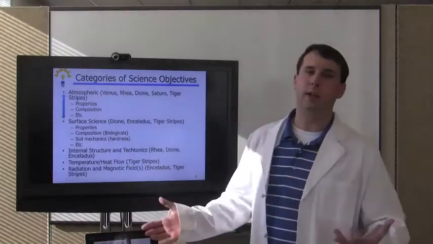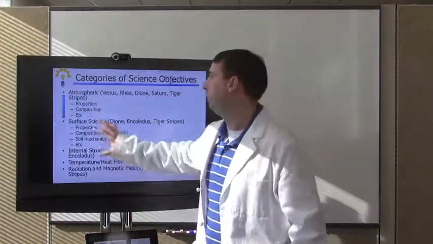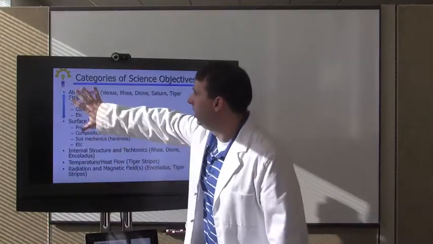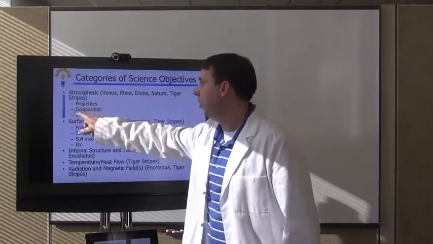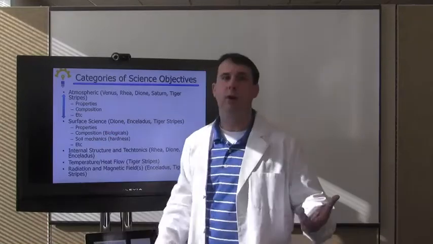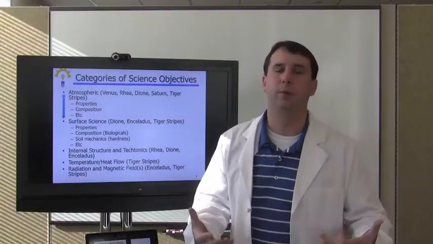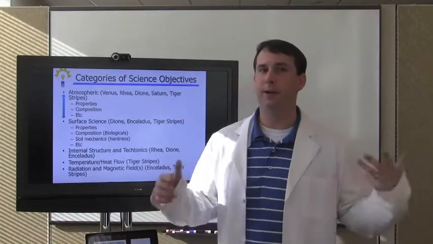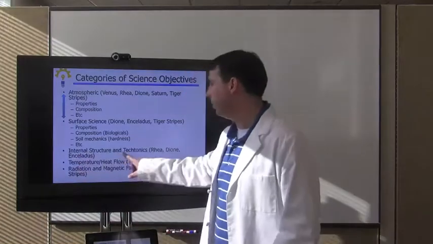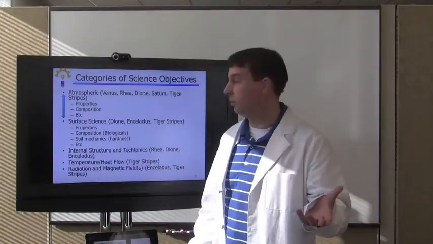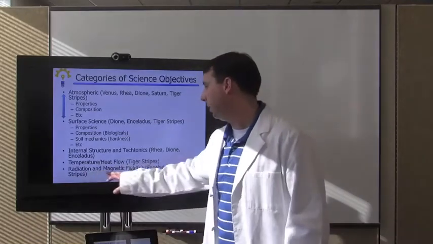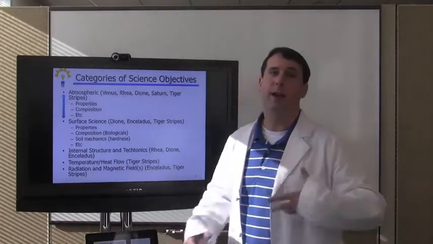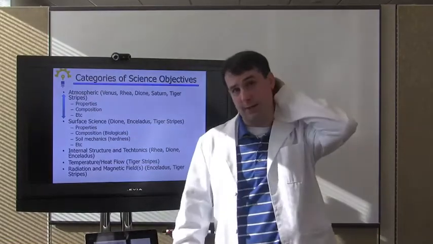Now, for the rest of the presentation, we're going to go through and talk about these categories. We've grouped atmospheric and surface science together. For properties and composition, we talk about what is a property, how do you measure properties, what does composition mean, and how do you measure compositions. Then what does internal structure mean, how do you measure internal structure, what does temperature and heat flow mean, how do you measure it, and what are radiation and magnetic fields, and how do you measure them. That's the rest of this presentation.